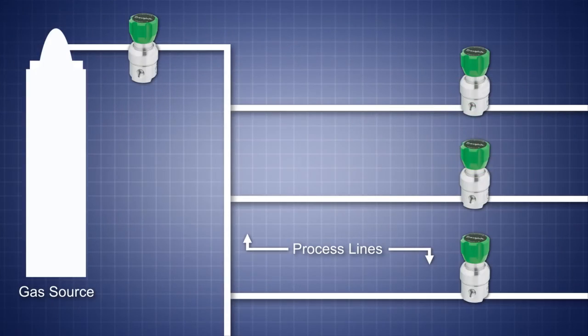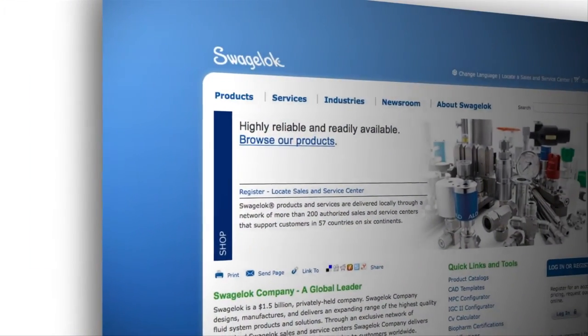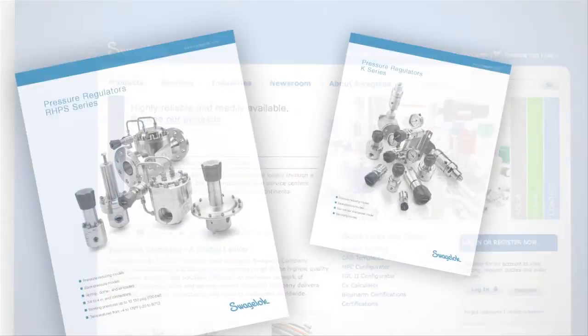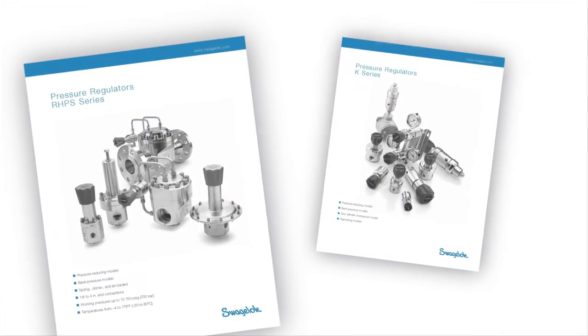But if your gas source is servicing multiple operations with different pressure requirements, you may need multiple single-stage regulators, one near the gas source and another on each process line, to in effect provide two-stage regulation at each point of use. Refer to Swagelok.com in the product literature for additional information.